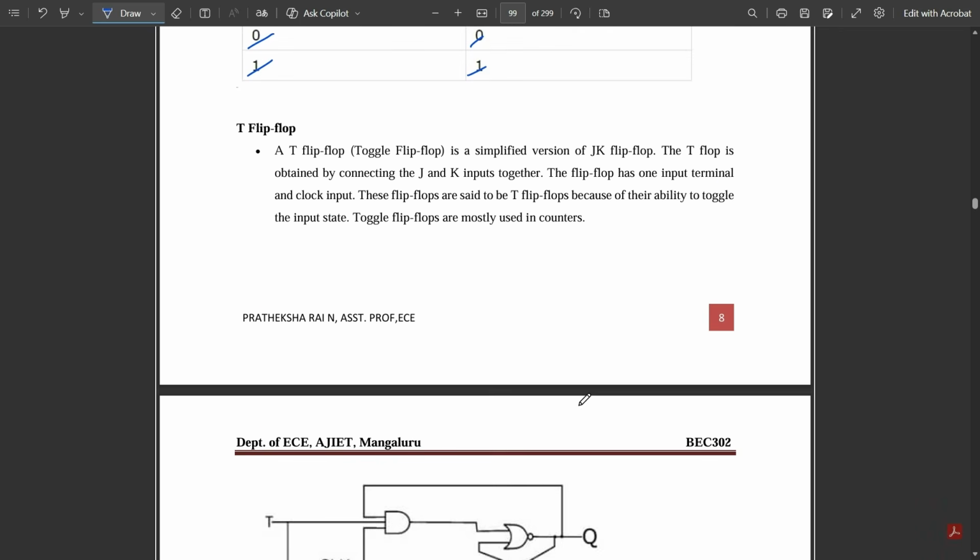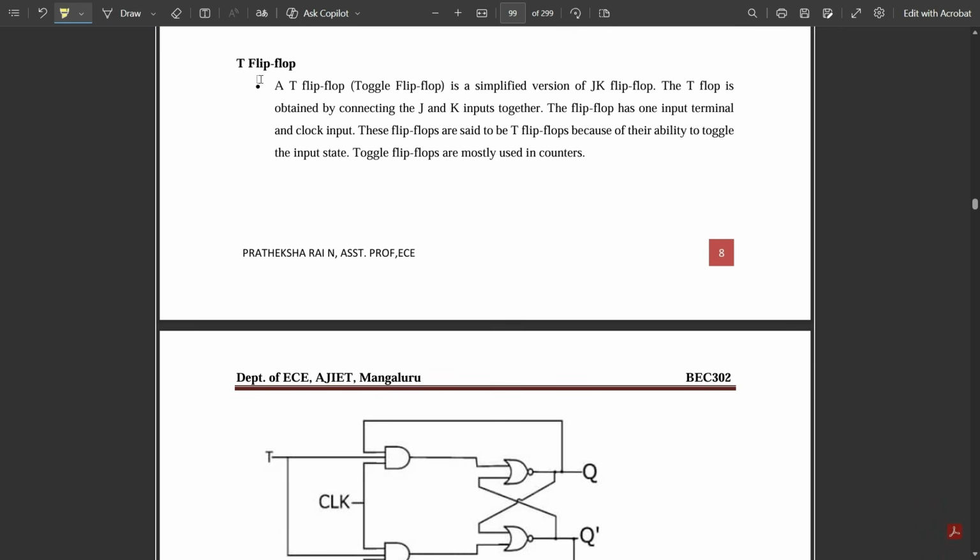Whereas in the case of the T flip flop, the toggle flip flop, it is completely different. It depends on the output. That is, if the input is 0, the output is 1, and when the input is 1, the output is 0. A T flip flop, also called a toggle flip flop, is a simplified version of the JK flip flop. That is, the T flip flop is obtained by connecting the J and K inputs together, and the flip flop has one input terminal and one clock input. These are called T flip flops because of their ability to toggle.